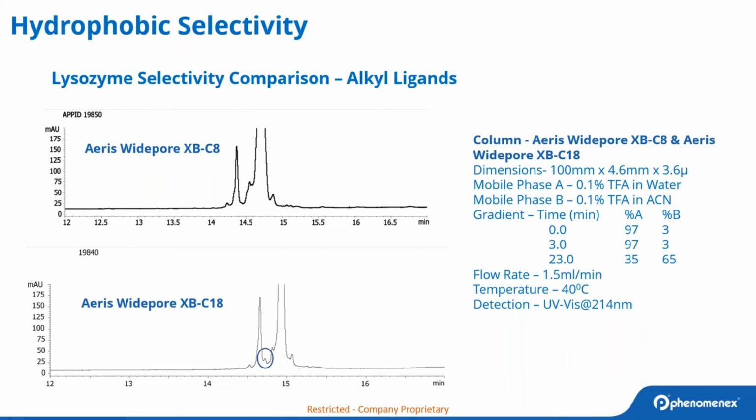Another example is lysozyme. This is looking at larger molecules, so an example with larger analytes of interest using alkyl ligands. At the top we have a C8, and these are both wide pore, right? Usually above 200 angstroms is the pore size. On the top we have a C8, and on the bottom we have a C18. We're trying to get some separation and pull out as much as we can. With the C8, we're losing some resolution, but when we go to a C18, we're then able to get that resolution.